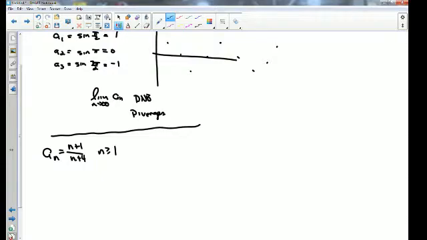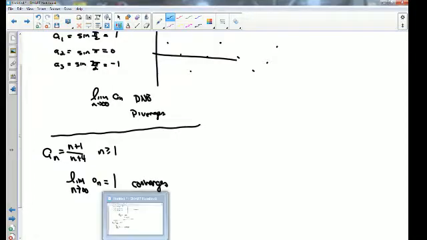Converge or diverge? What's the limit as n approaches infinity? How do we tackle infinite limits? Use the highest exponents, it gives us 1. Okay, so this converges.